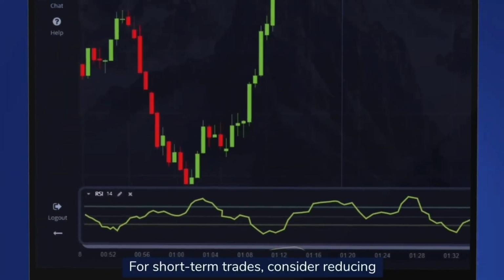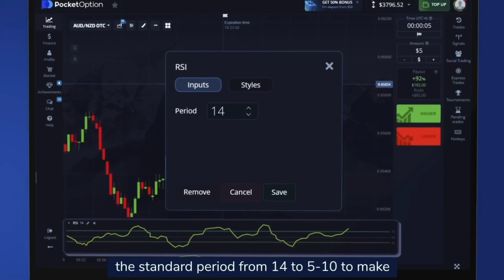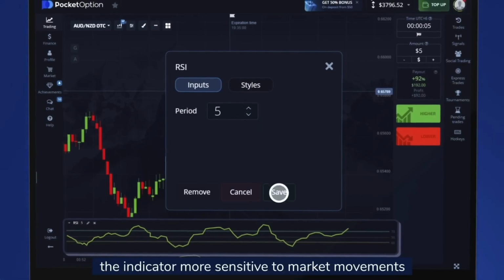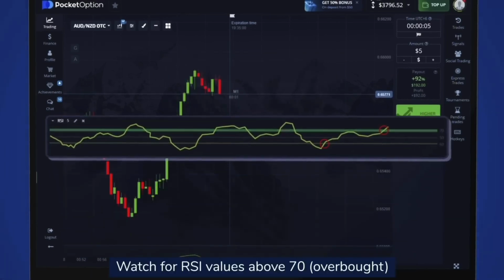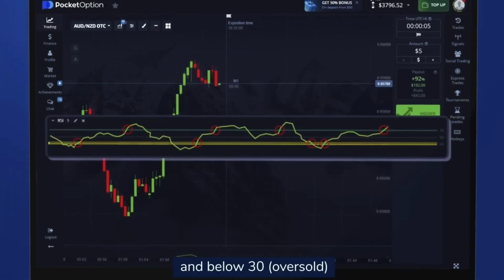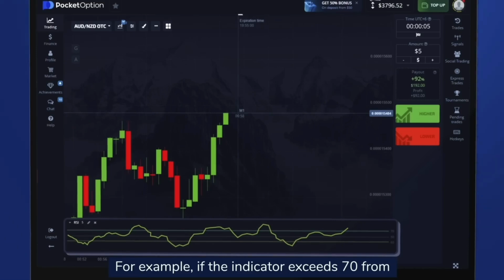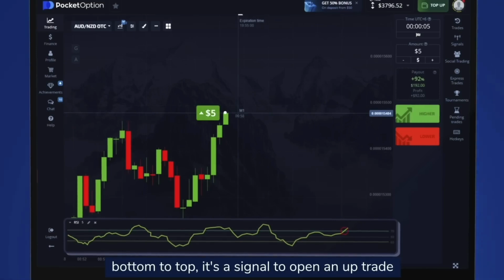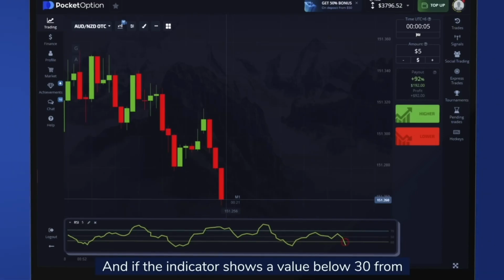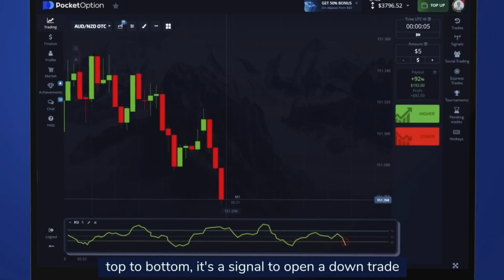For short-term trades, consider reducing the standard period from 14 to 5 or 10 to make the indicator more sensitive to market movements. Watch for RSI values above 70, overbought, and below 30, oversold. These moments can offer good points to open trades. For example, if the indicator exceeds 70 from bottom to top, it's a signal to open an up trade, and if the indicator shows a value below 30 from top to bottom, it's a signal to open a down trade.